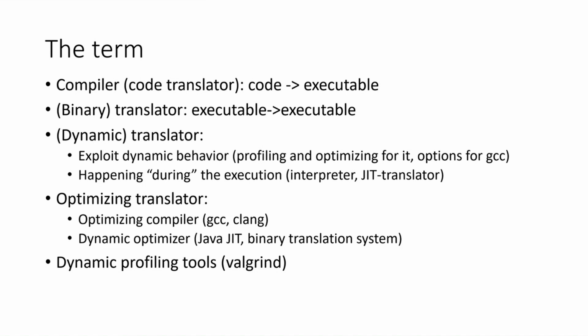And also there is optimizing translator, which kind of speaks for itself. It tries to do something with the code in order for it to execute faster. So there is a dynamic optimizer if we combine these last two options, which is also Java Virtual Machine. It's doing a bunch of optimizations, and in a way is quite similar to a binary translation system.